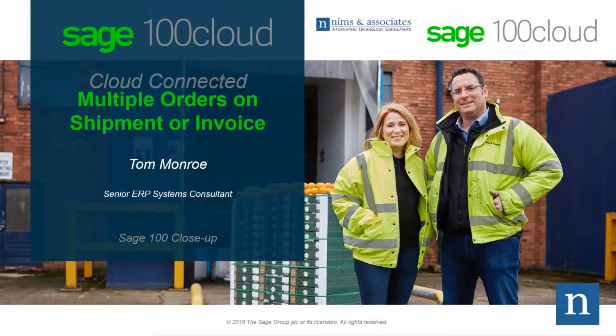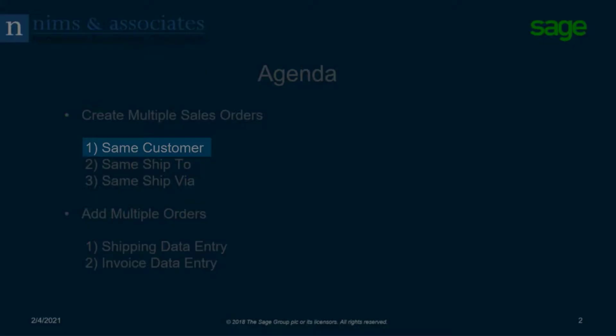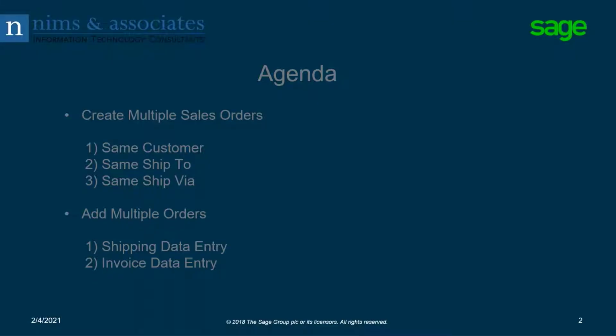Today, we're going to talk about being able to use multiple sales orders on a single shipment or a single invoice. Let's take a look at our agenda. The first thing we're going to do is take a look at creating the multiple sales orders. Each of the sales orders needs to have the same customer, the same ship to code and address, and the same ship via, or you won't be able to consolidate them on a single shipment or a single invoice.